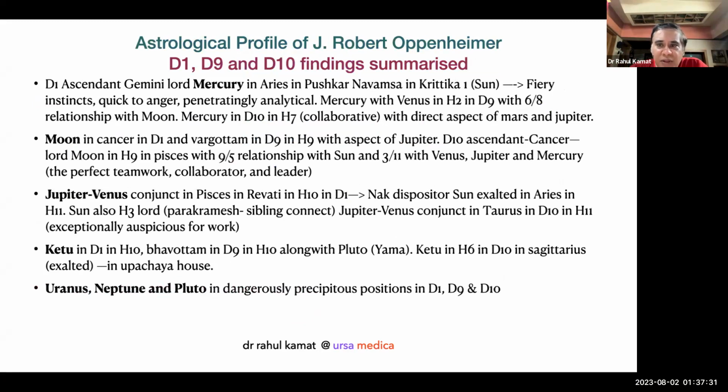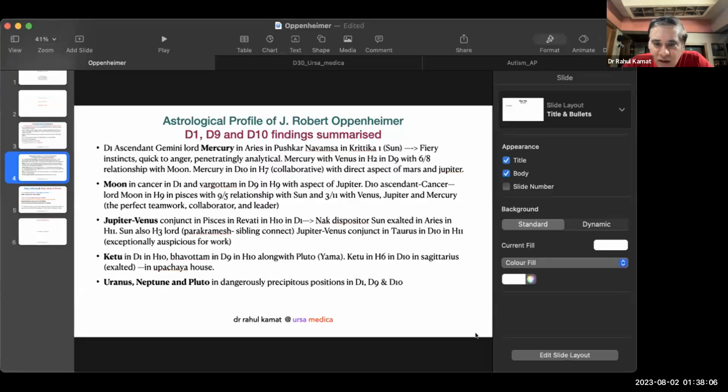Mercury has a 6-8 relationship with the moon in D9. So you always find a bit of this dichotomy. But then in the D10 chart, you find that he has kind of resolved that issue between the emotional mind and rational mind, and he can function well. We also spoke about moon. Moon becomes the perfect collaborator and a leader in D10. We spoke about Jupiter and Venus. We spoke about Ketu. And now we will speak about Uranus, Neptune, and Pluto. They are in very dangerous positions here. And I will again share the Kundali.